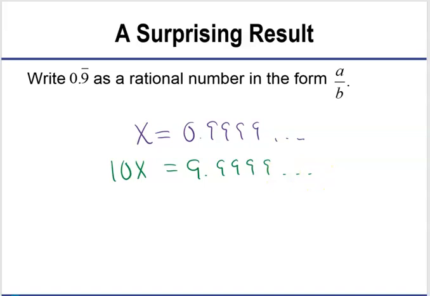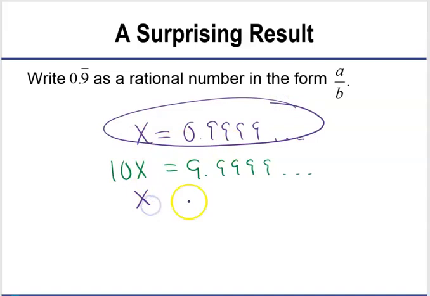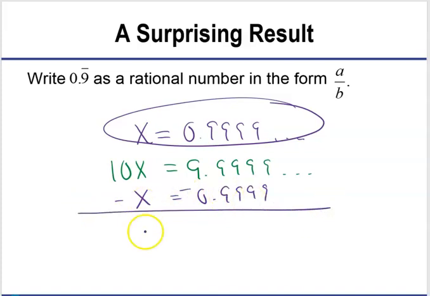Then we're supposed to subtract the original expression here at the top, or equation. So x equals 0.9999. We're subtracting that from both sides. 10x minus 1x is 9x.